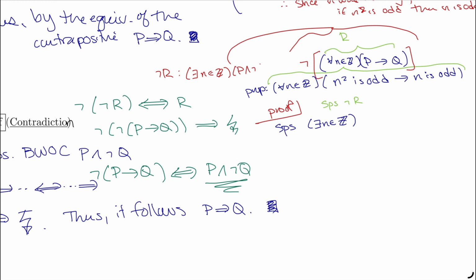P and not Q. So I'm going to suppose that there exists an n in the integers such that, okay, P was the statement that n squared is odd, and Q was the statement n is odd, so not Q is the statement n is even. So again, we see that I get to start with both assumptions of the direct and contrapositive proofs, and I just need to reach some contradiction.